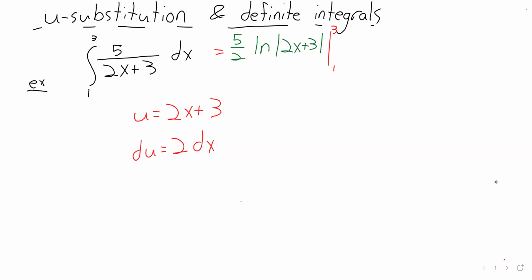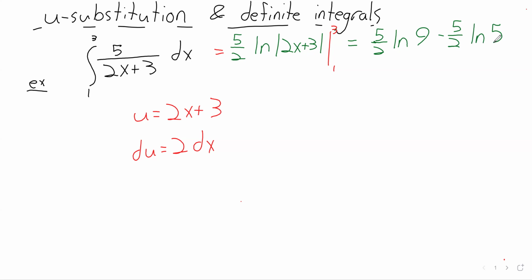There's an antiderivative. We no longer write the plus c because we're using the fundamental theorem. 5/2, the natural log of, stick this 3 in, 6 plus 3 is 9, minus 5/2, stick this 1 in, 2 plus 3 is 5. And we could go to our calculator and get the decimal approximation of that, but I think it's fine as an answer.